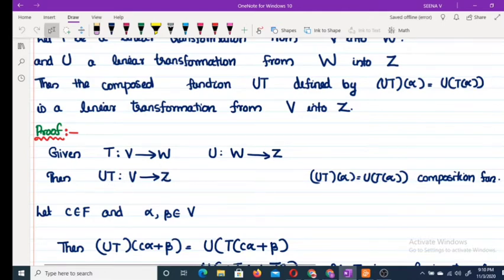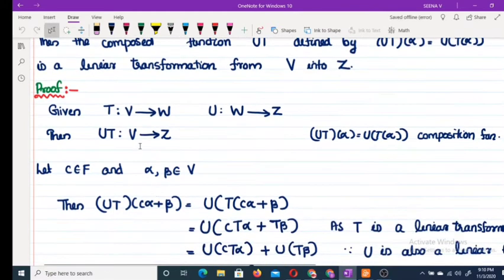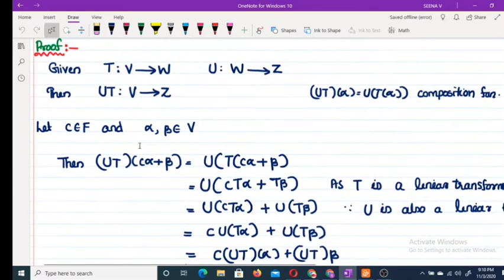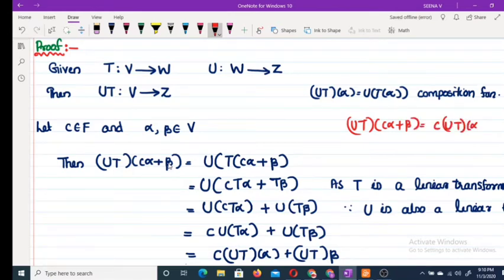Now what is actually UT? UT is defined as U of T of alpha. So to prove UT is linear, we have to prove UT of (c alpha plus beta) is equal to c UT of alpha plus UT of beta. That's what we have to prove.